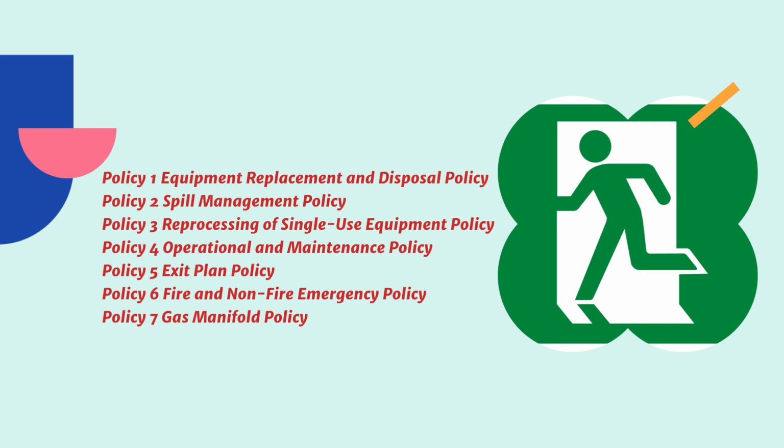Then fire and non-fire emergency policy, so if there's a fire, what to do in that particular case, which fire extinguisher needs to be used in that particular case. Then gas manifold policy, that there are many types of gases which are used in the hospital, like carbon dioxide and many other gases. Then equipment replacement disposal policy, like what kind of equipment is used in the hospital. So this all is there in this particular chapter, facility management and safety.